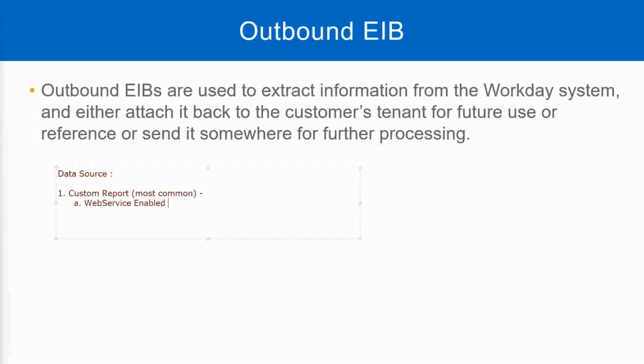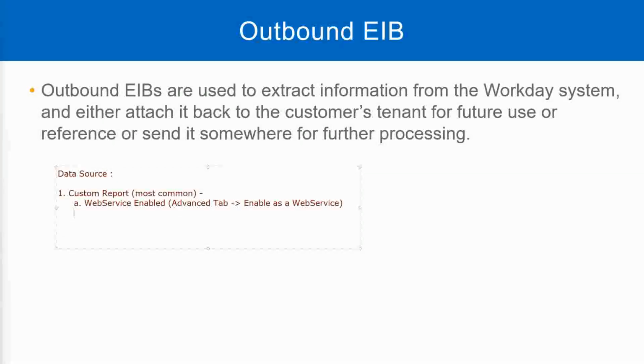Remember, where did we do it? In the Advanced tab, right, you have an option Enable as a web service. We will see that option again. So in the custom report, we have to go to the Advanced tab, and there we have to enable it as a web service.